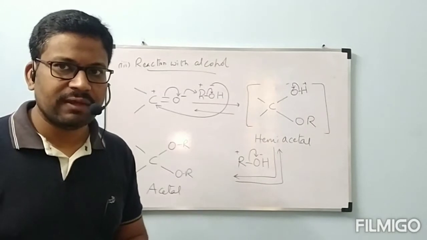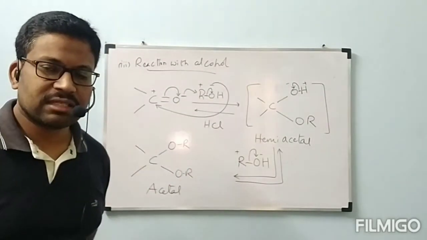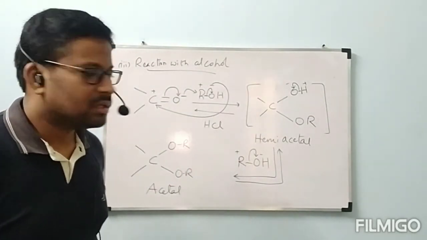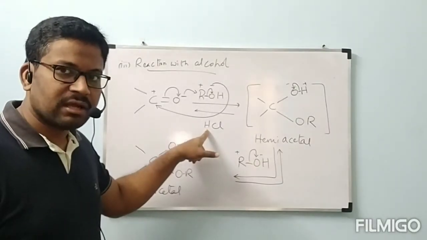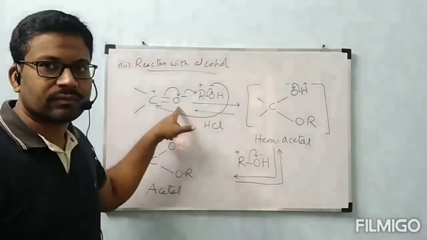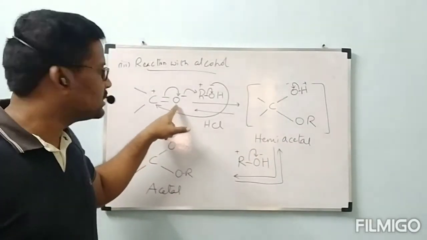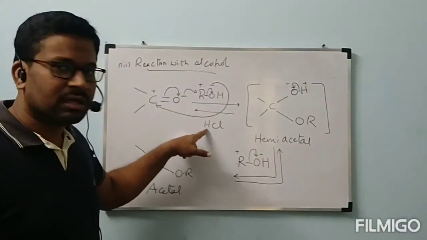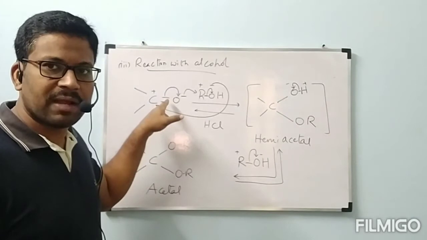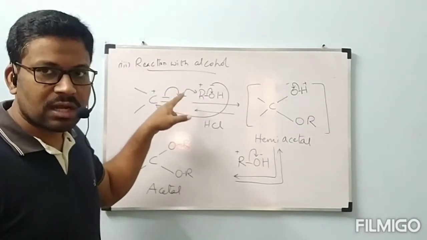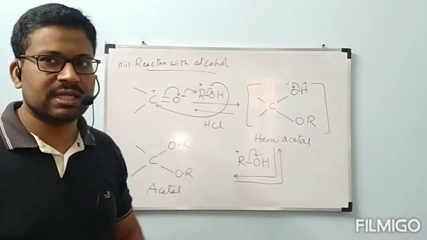This reaction happens in the presence of HCl, because in the presence of HCl there is H plus. This H plus will protonate this oxygen. Protonated means the pi bond of the double bond will be cleaved towards oxygen, and that is very fast in the presence of HCl.